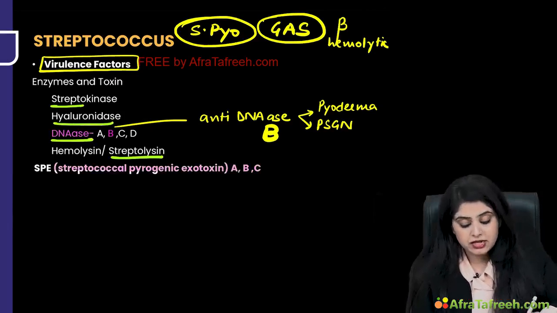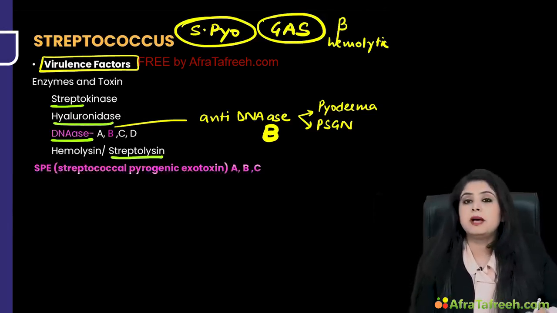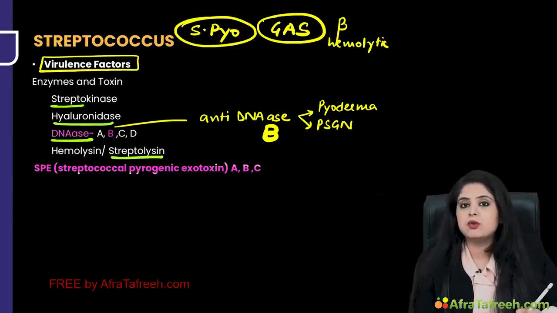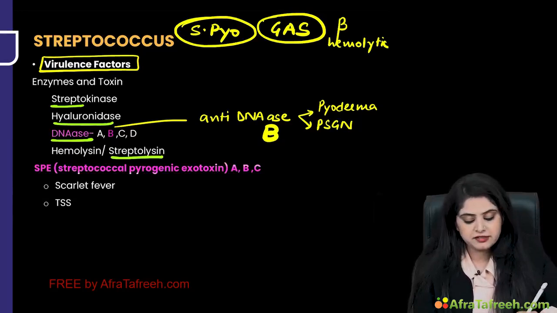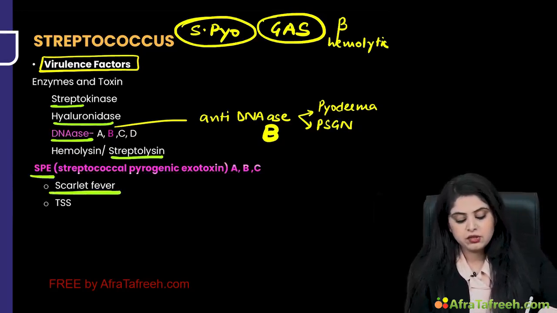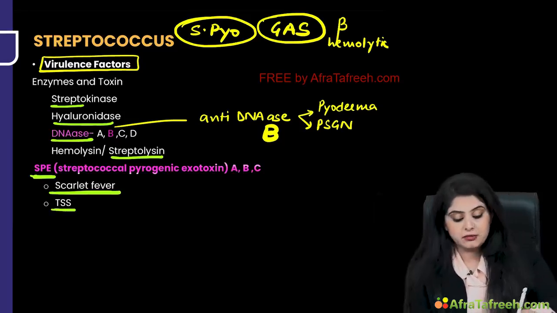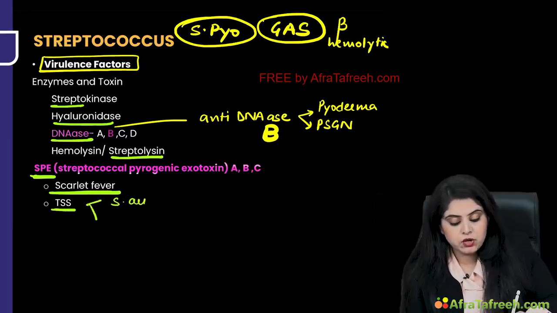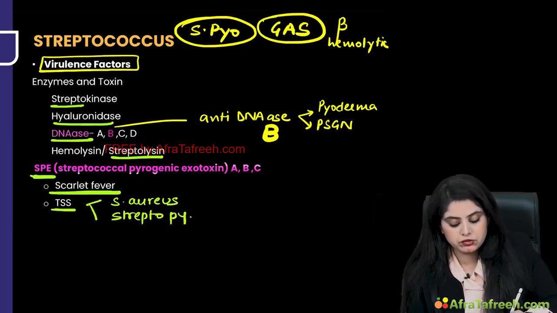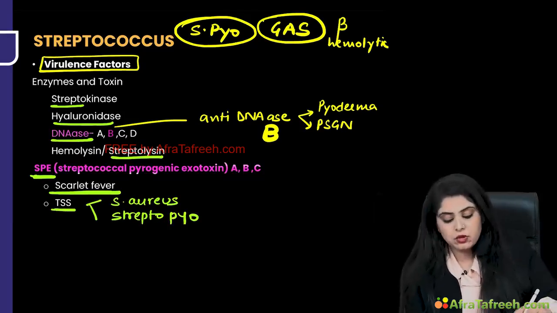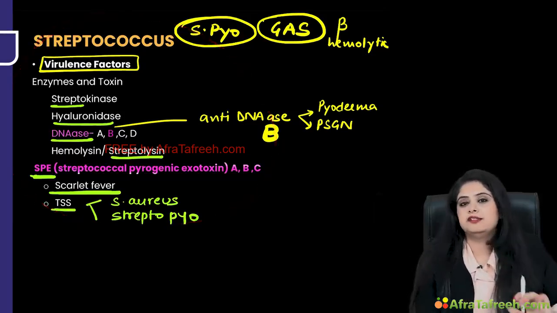But you actually get a question on SPE, streptococcal pyrogenic exotoxin. What is so famous about it? Because everyone heard streptococcus causes scarlet fever and TSS. Yes, scarlet fever is caused by streptococcal pyrogenic exotoxin and toxic shock syndrome. So that means toxic shock syndrome could be caused by Staph aureus also, and it can be caused by streptococcus pyogenes also. Fine.